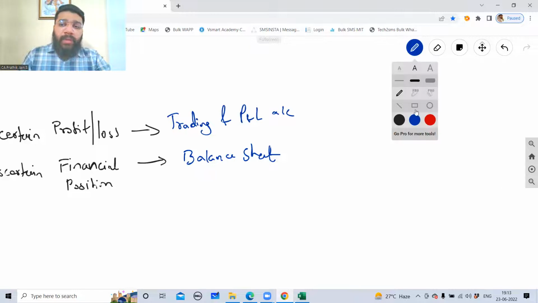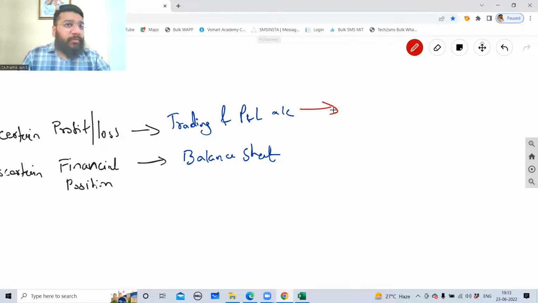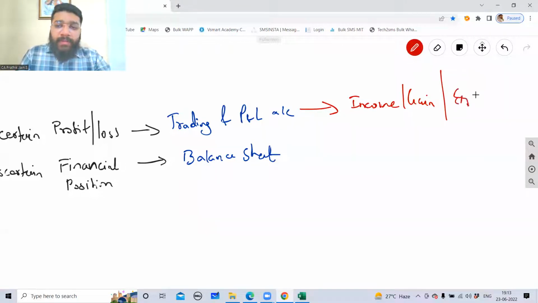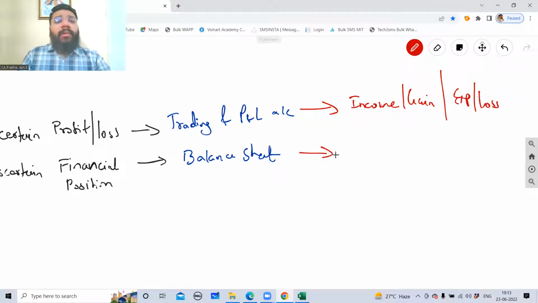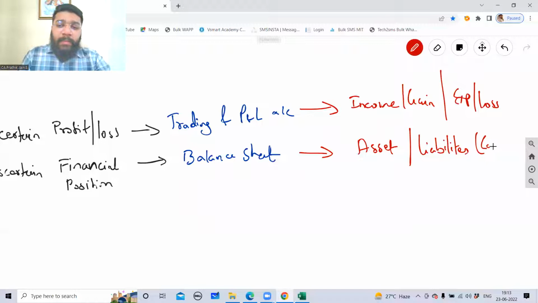Trading and P&L account will capture all the information pertaining to income, or you can say gains, then expenses or losses. Balance sheet will capture all the information pertaining to assets, liabilities, including capital. Clear?